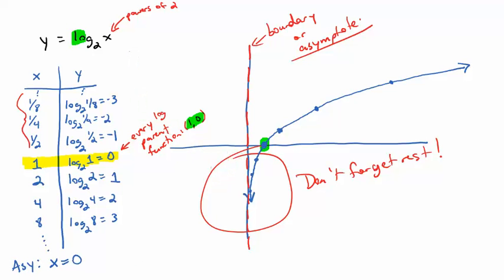In fact, every log parent function has this asymptote as well. Okay? So they all have the ordered pair 1, 0 in common. They all have the asymptote x equals 0 in common, because the graph gets infinitely close to the y-axis, or the line x equals 0.